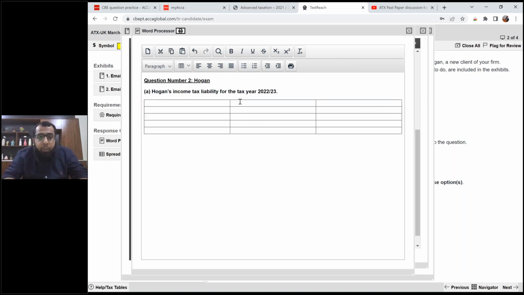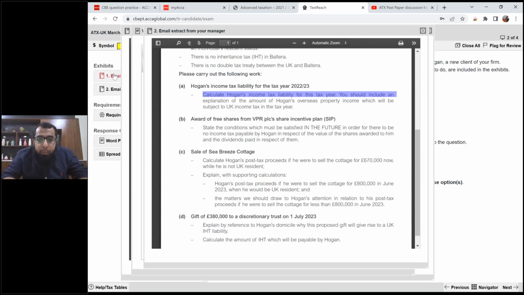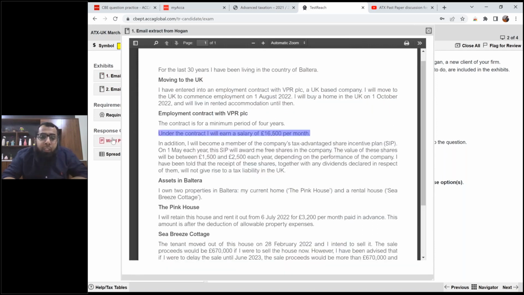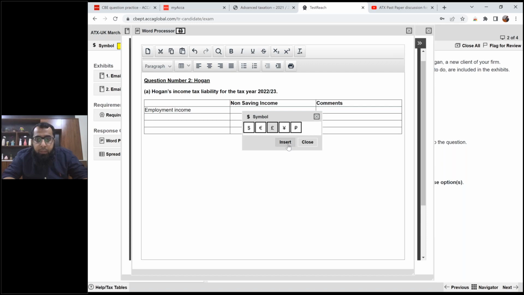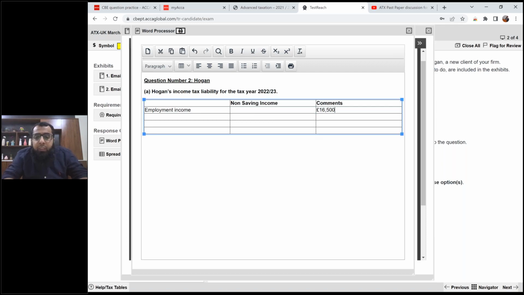Okay, now the income head is non-savings income, and here I will add the comments. Now he will get employment income. What will be the employment income? Can anyone tell me? It was £16,500 per month, from 1st August 2022. Let me add the pound symbol. £16,500 into 8 months. So how much? As all the students have sent me on the chat, 132,000.